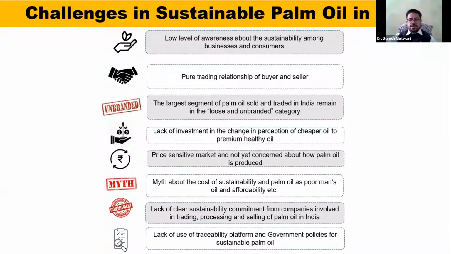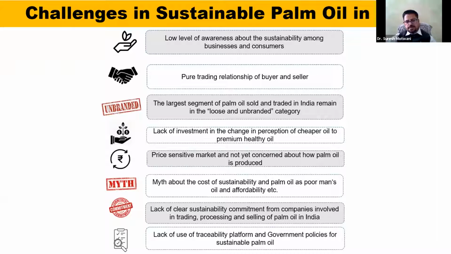Then unfortunately, the supply chain is not as transparent as it should be. Many of the suppliers or stakeholders in the chain lack a traceability segment where consumers can be aware of where they are getting the palm oil. If it's about sustainable palm oil, traceability is one of the elements. So this is lacking for now in India, but it can be worked out.